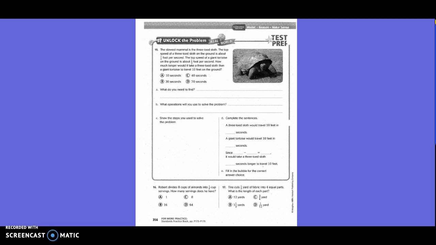So, let's see. 3-toed sloth, 1/4 foot per second. The giant tortoise, 1/3 foot per second. And then how much longer would it take the 3-toed sloth than a giant tortoise to travel on the ground? So what are you looking to find? How much longer it will take a 3-toed sloth to travel than a giant tortoise?